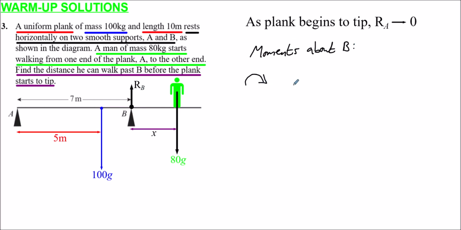So turning clockwise about B is going to be the man's weight. So that's going to be force, which is 80 G, multiplied by the distance of the line of action from the force to the pivot, which is going to be this X. So 80 G times X. And that's the only clockwise force. So that'll equal the sum of all the anti-clockwise moments. There's no reaction there. The only thing we're going to have is the weight of the plank itself. And so the weight of the plank is 100 G.